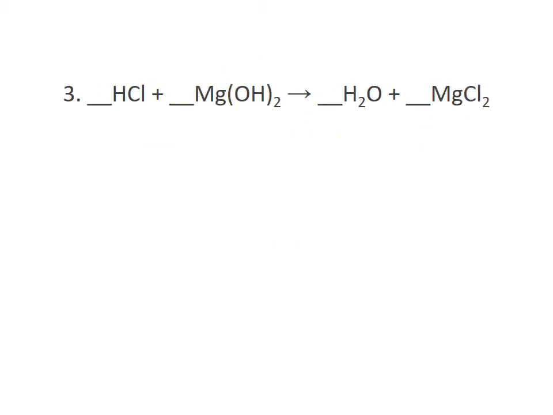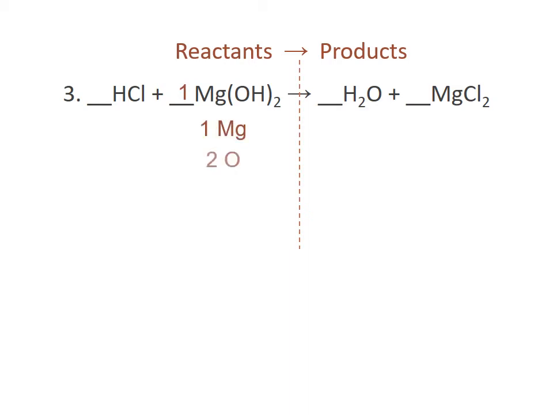Example 3. Again, I'm going to write reactants and products, put a dashed line. I'm going to start with magnesium hydroxide because to me that looks like the biggest formula. But when I place a 1 there, that gives me 1 Mg, 2 O's, and 2 H's. So to start balancing, I'm going to start with magnesium. It's located in magnesium hydroxide and MgCl2. It's only found in 2 different spots in this balanced equation.